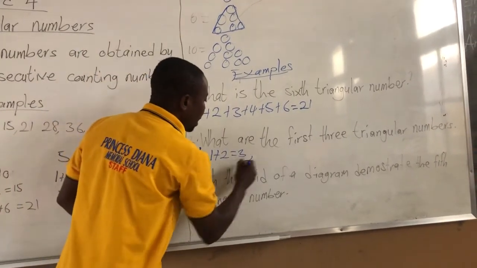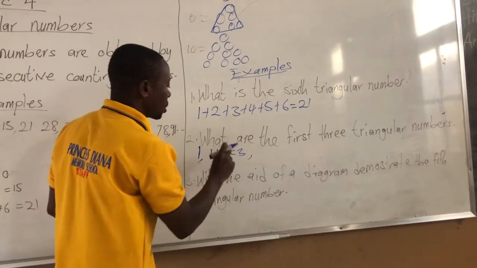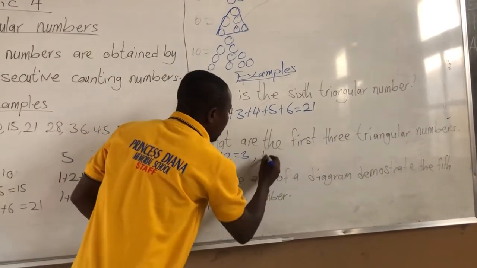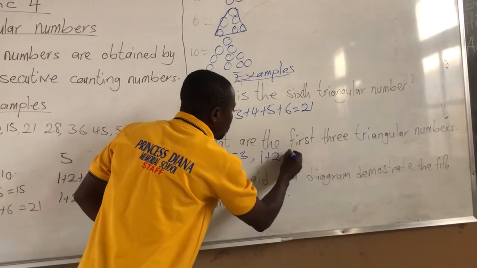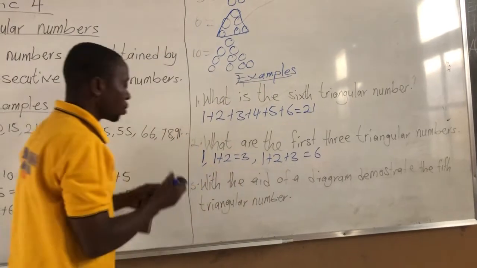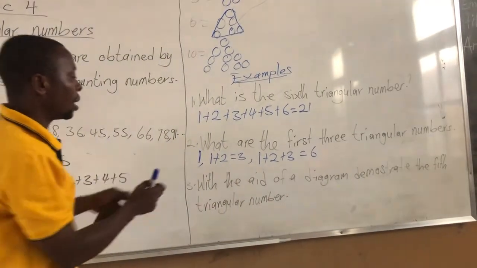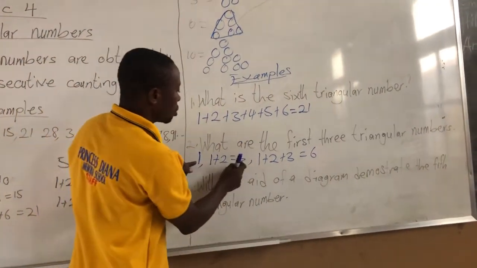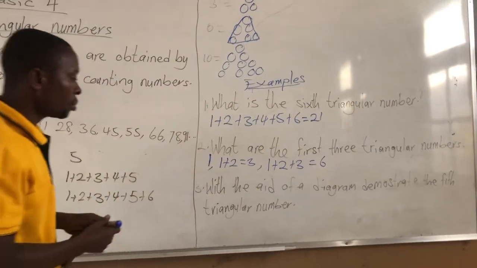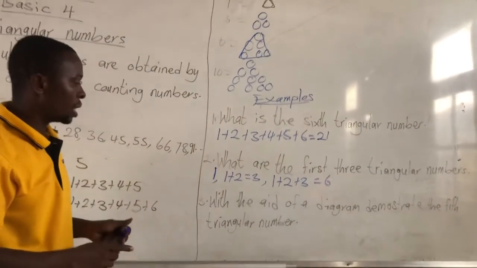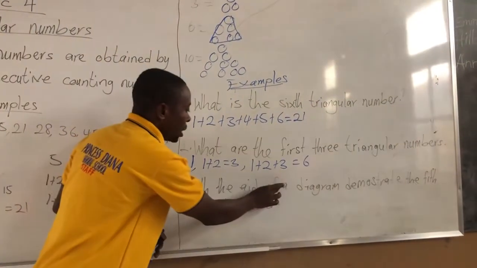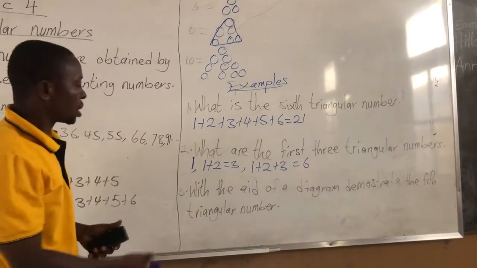Then the third one, we are adding up to what? 3. The first 3. So the third one we got 1 plus 2 plus what? 3. And it will give us what? 6. So the first 3 triangular numbers are 1, 3, and what? And 6. Good. Let's continue to the last one, and we'll bring the lesson for today to an end.